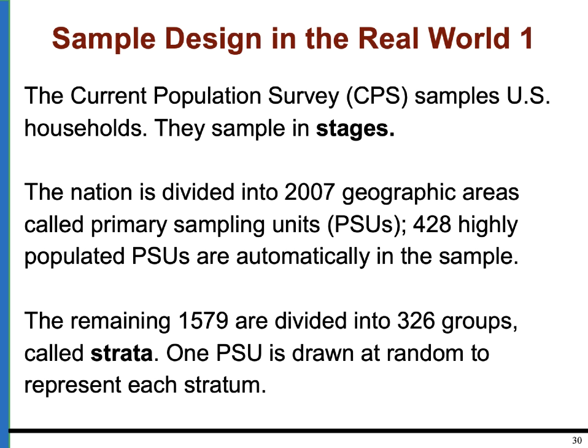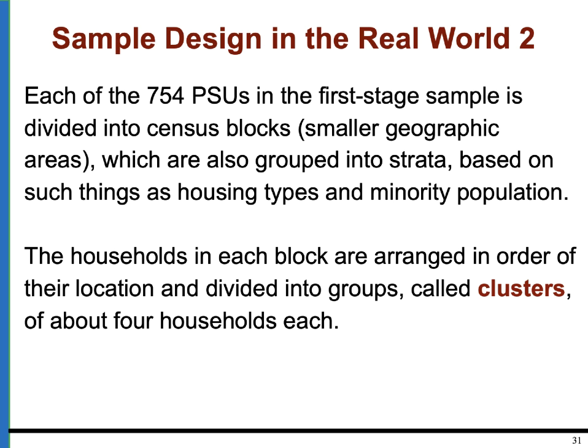And these strata are going to share some similarity, and they, as the surveyors, will take one unit from each of the stratum. The purpose of doing that is to ensure that each of these subgroups or strata are represented. They take each of these 754 units in that first stage of the sample and divide them into what's called a census block, which is an even smaller geographic area.